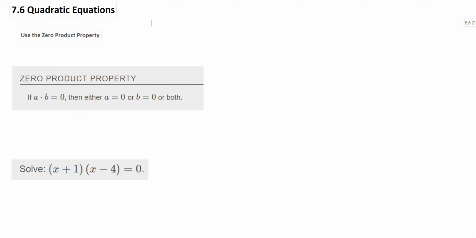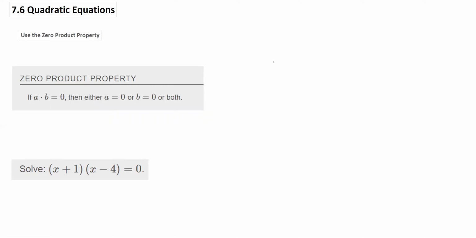And here's the property. It says if A times B is equal to 0, then it means that either A is 0 or B is 0, or both. Okay, let's just explore this. A and B are two numbers. What they're saying is these two numbers must multiply to give you a 0.